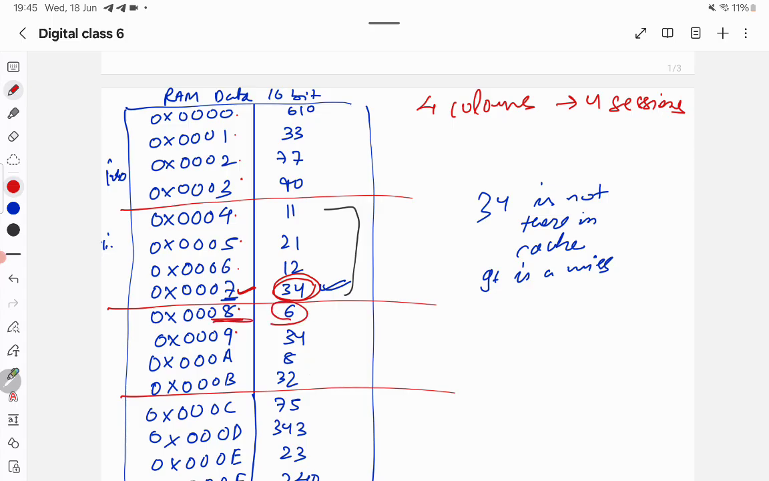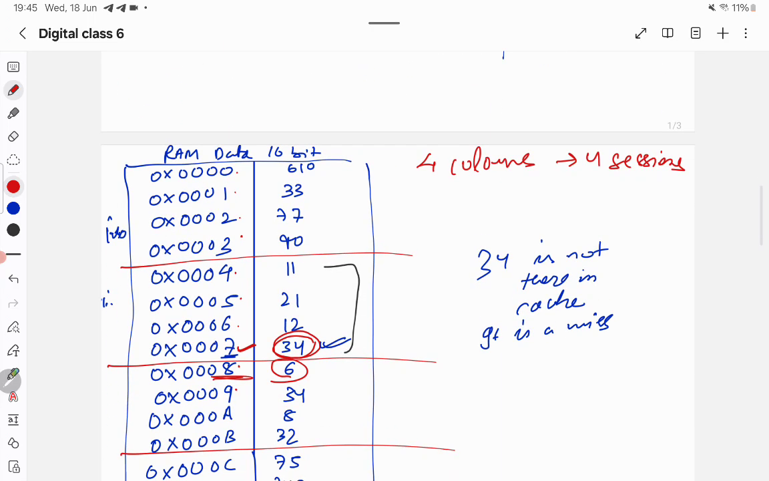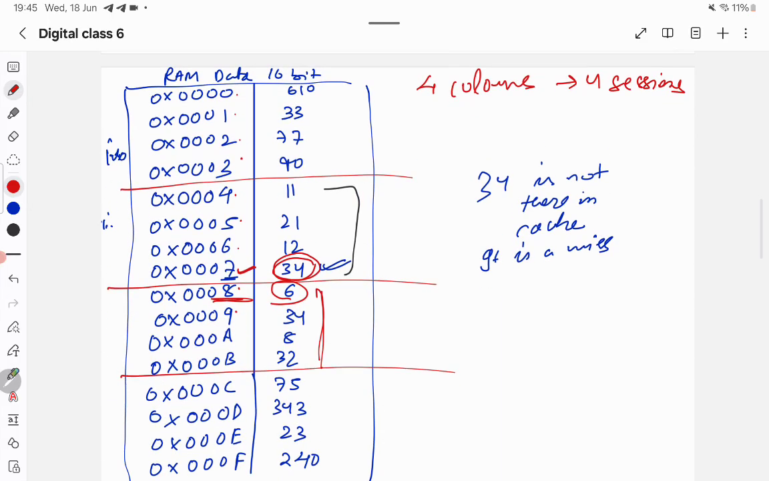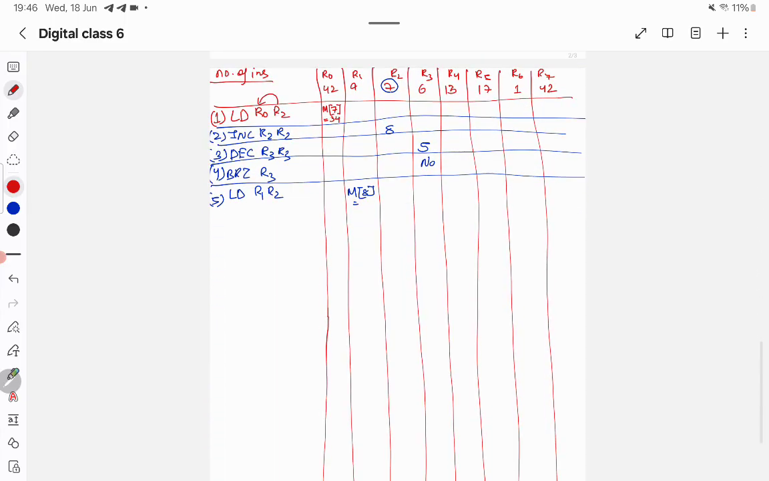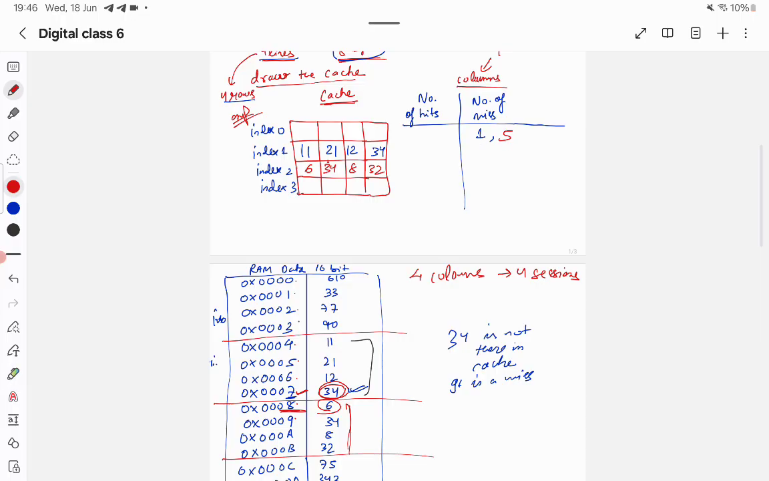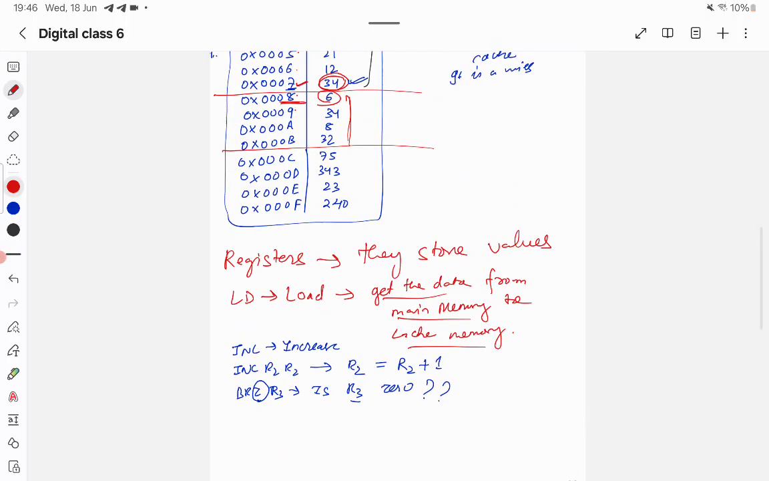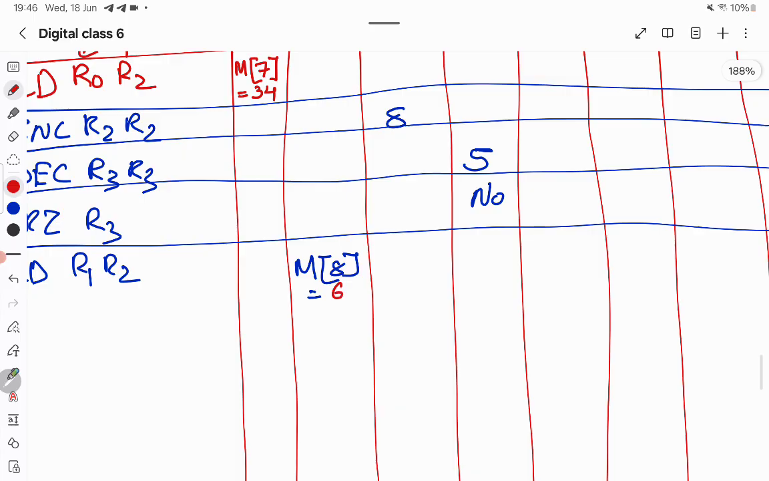So is this 6 there in the cache? No. So you will copy down the whole section, 6, 34, 8, 32. Since it is in the third row, you will copy 6, 34, 8, 32. Okay, and it is a miss. You will name it as at what? 5, I think. Yeah, at 5 we had a miss, so you will write 5. The value is 6 at 8, so you will write 6. Okay, m of 8 is 6.